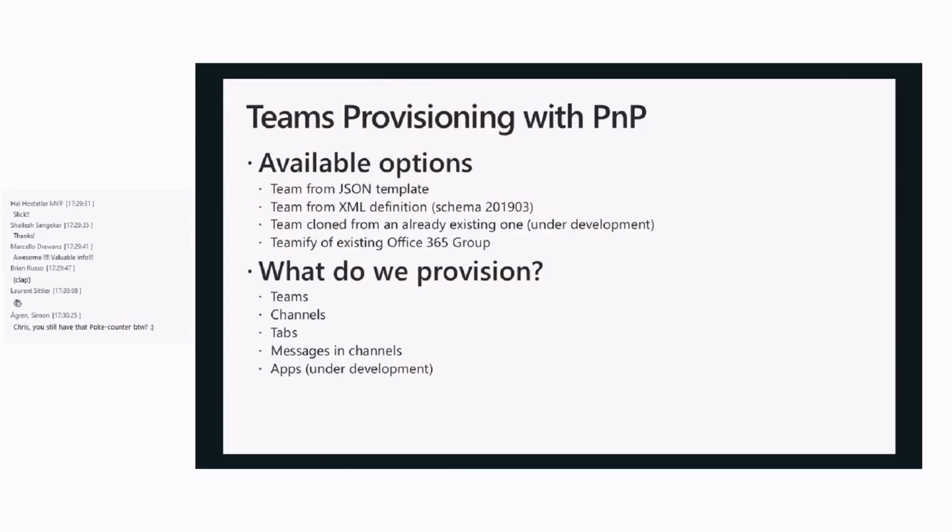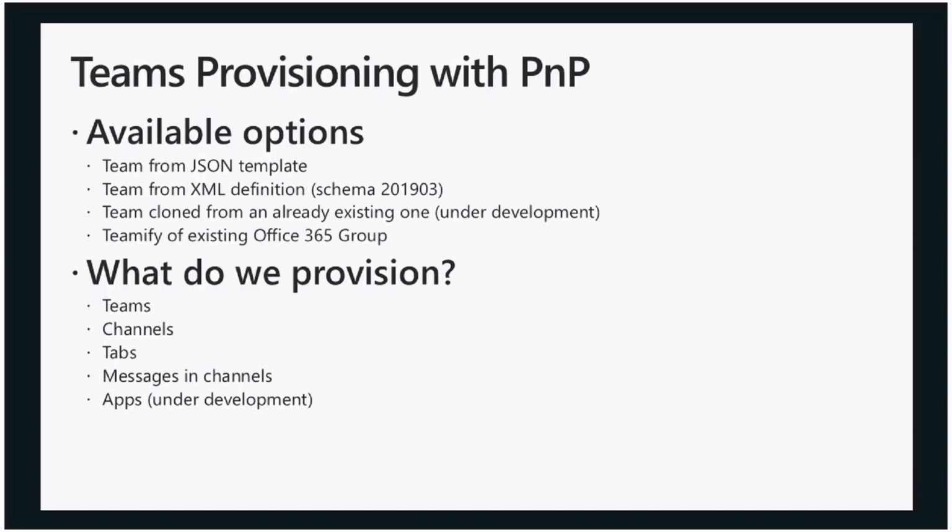Thank you, Vesa. Yes, so let's talk a little bit about the new functionality that we are going to introduce in the provisioning engine, which is the support for provisioning teams with the PnP provisioning engine. First of all, what are the options that we are going to provide? You can provision a new team still using a JSON template, so the one that you can use with Graph directly. And we think this can be useful whenever you already have a JSON template of a team that you want to provision in a unique context, in a unique solution using the provisioning engine.